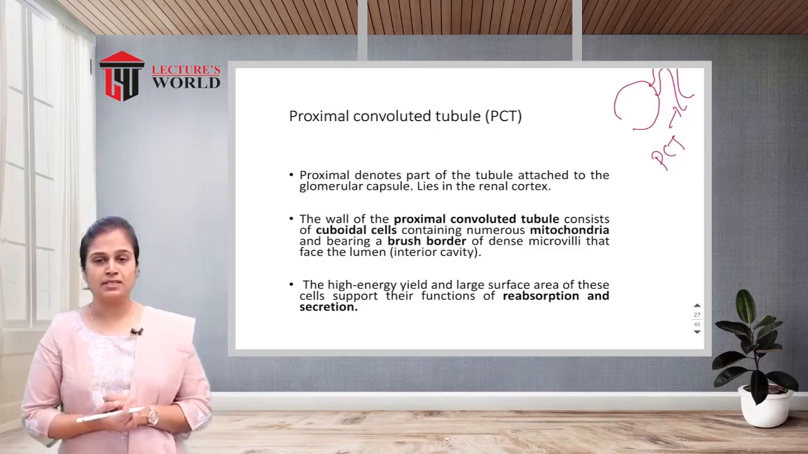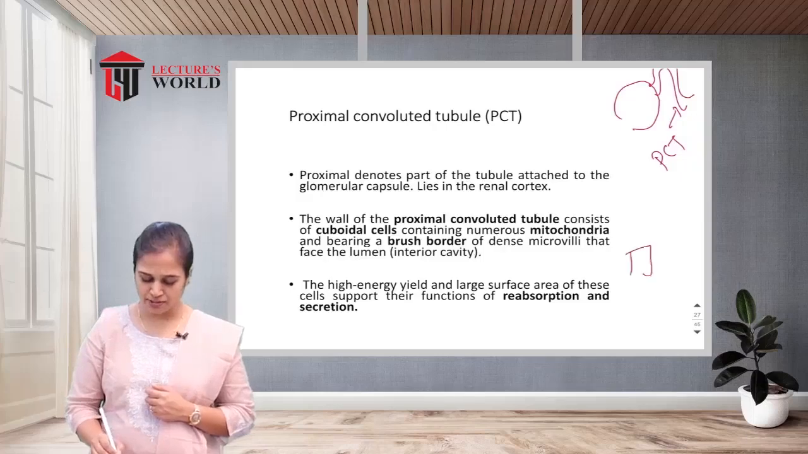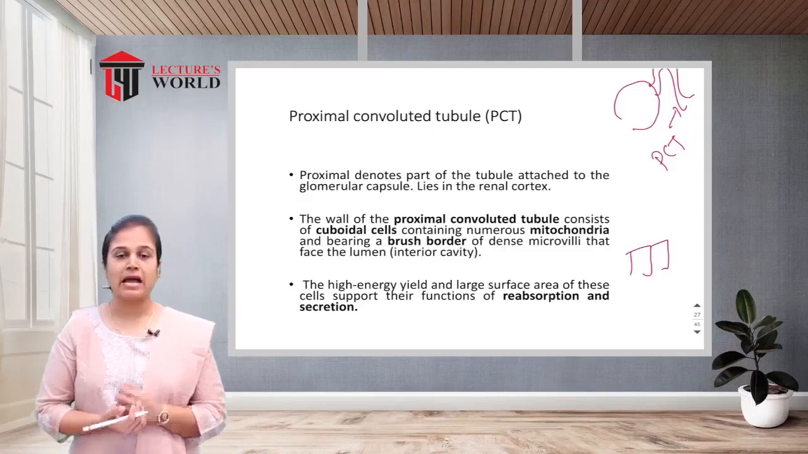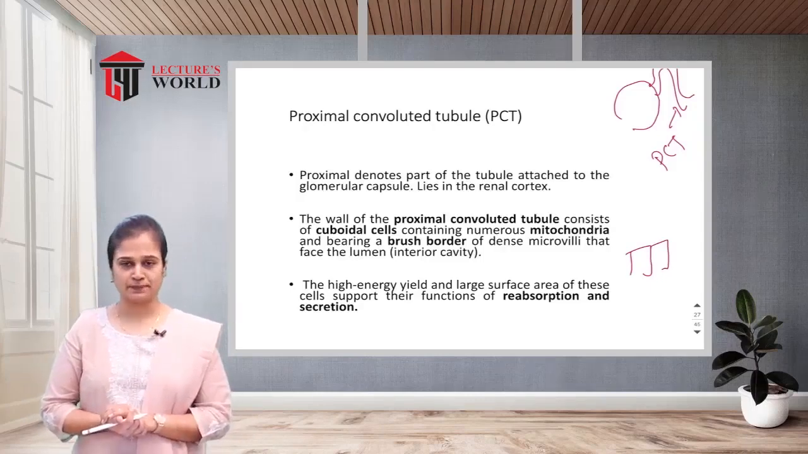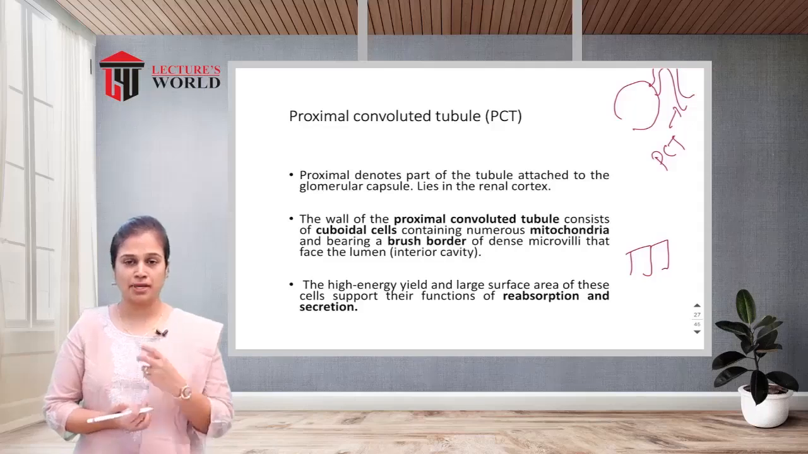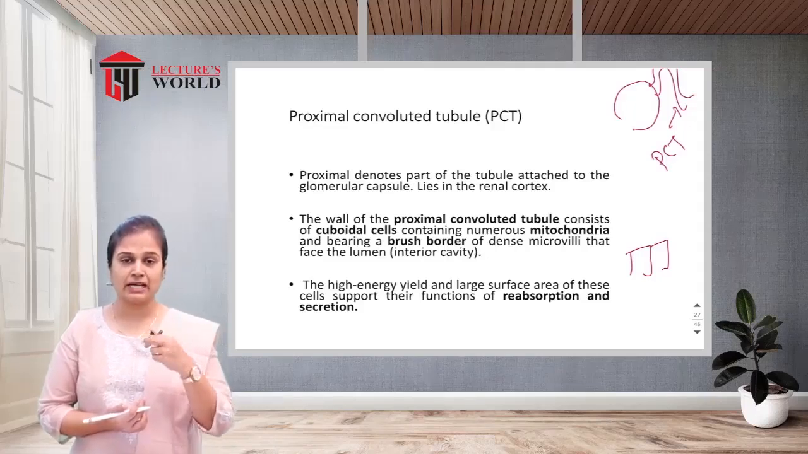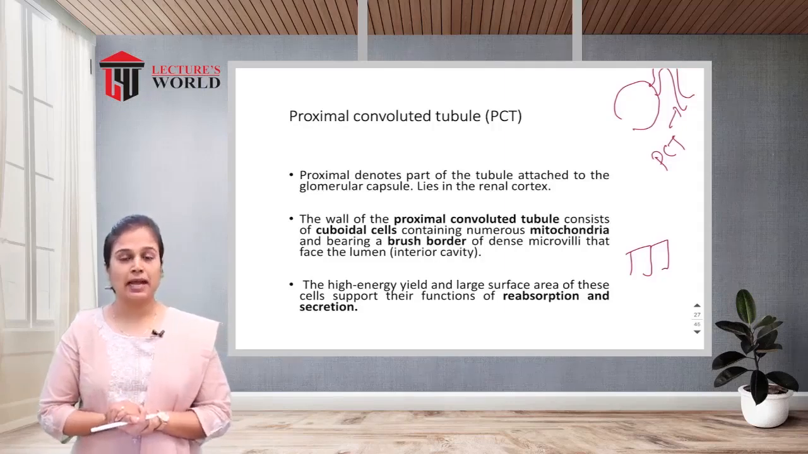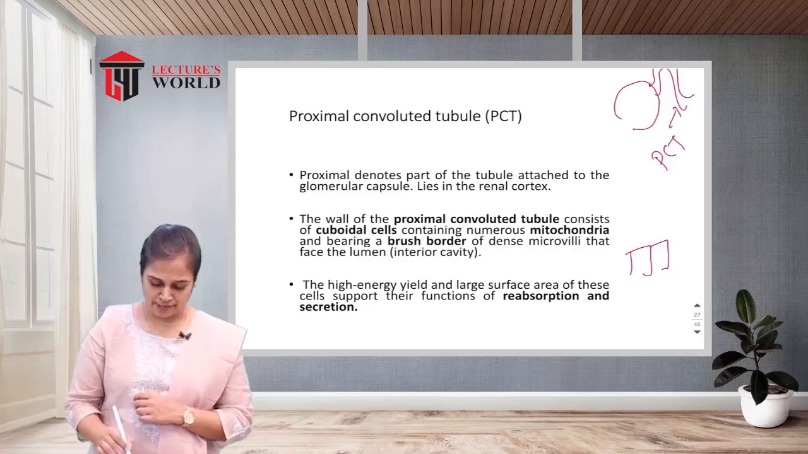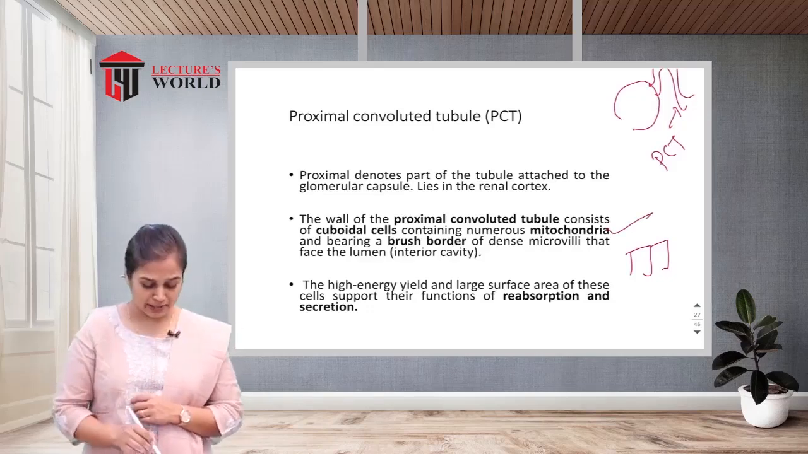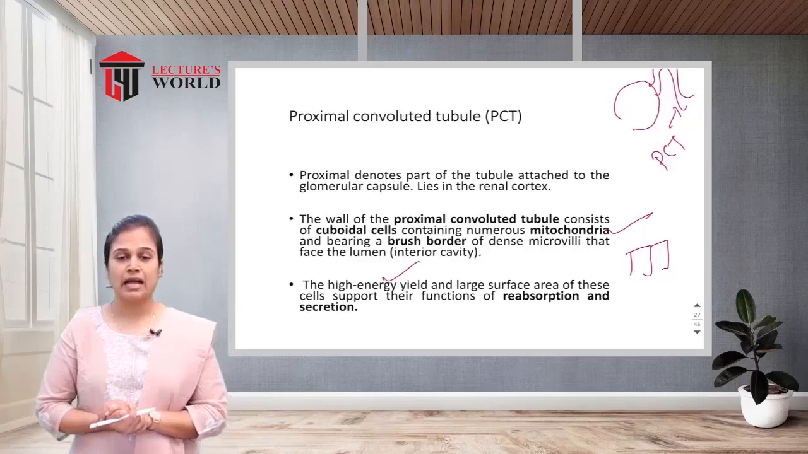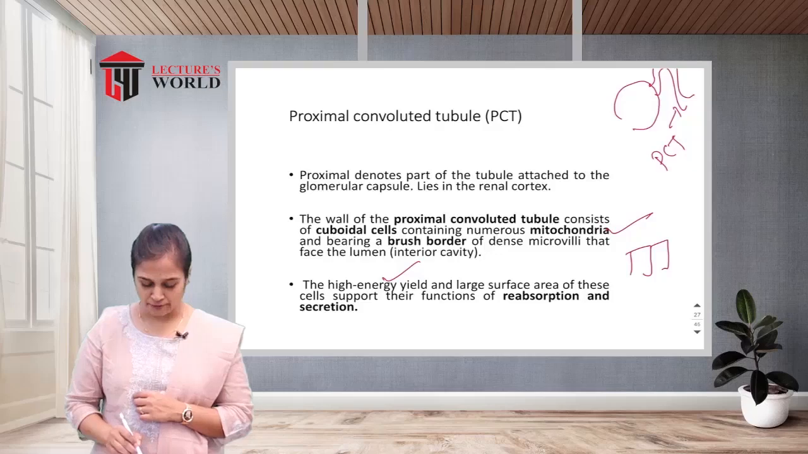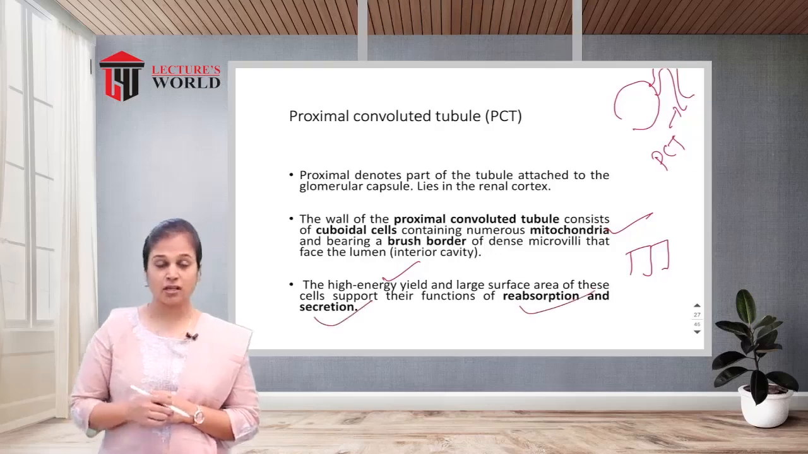Cuboidal cells means a cube-like structure, containing numerous mitochondria and bearing a brush border. Now we have all seen a brush. The brush is like microvilli that face the lumen from the interior. Because of the mitochondria it is high energy, and the large surface area of these cells supports their function of reabsorption and secretion.